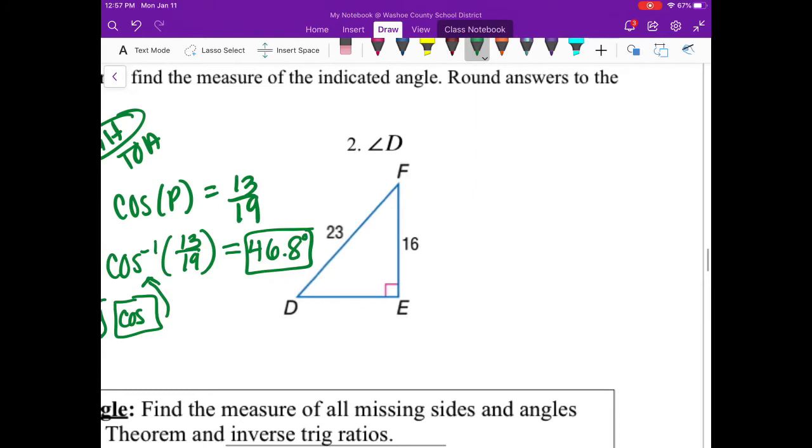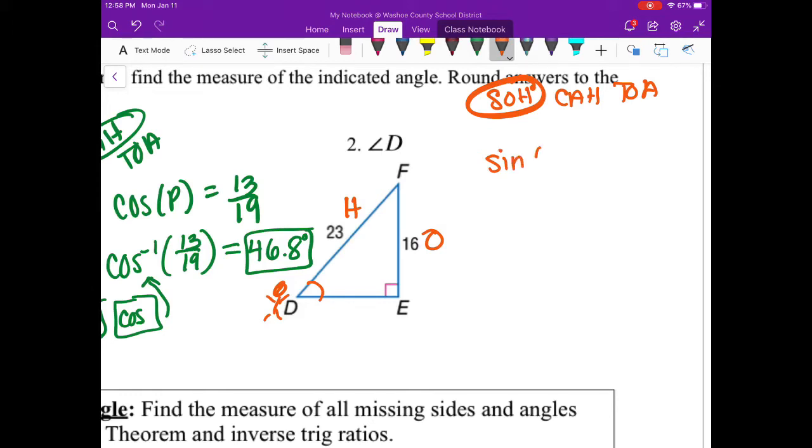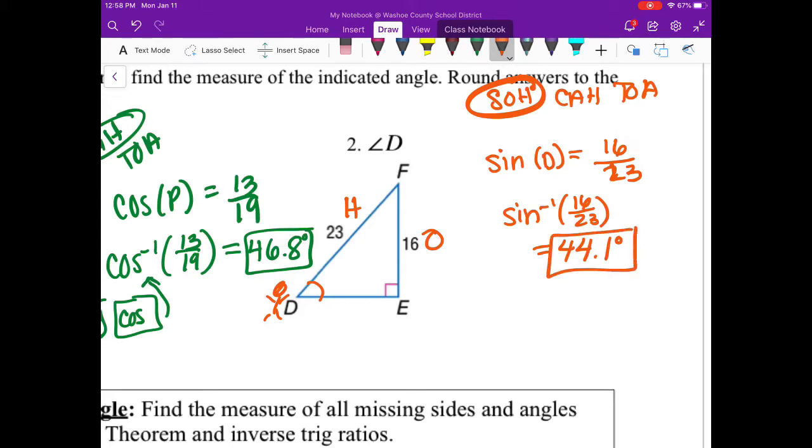So we're going to do the same thing with number 2. Now I'm at angle D here. This is opposite. This is hypotenuse. Which part of SOHCAHTOA uses O and H? And hopefully you're thinking sine. So again, we are looking for sine of angle D equals opposite over hypotenuse. And because I'm looking for the angle measurement, that's my hint that I'm using the inverse instead. Okay, so when I type that into my calculator, I get 44.1 degrees.